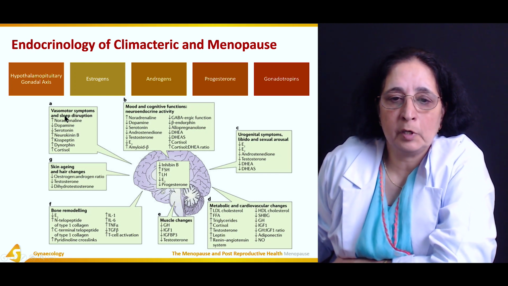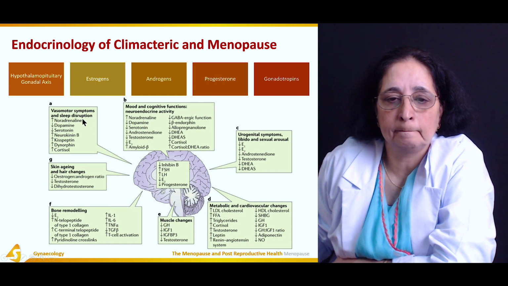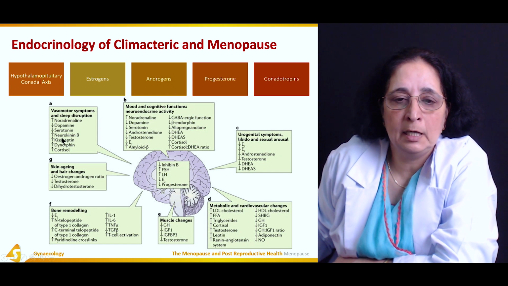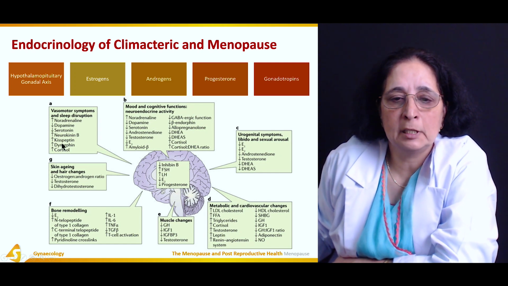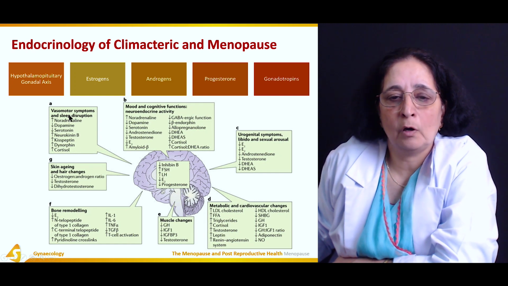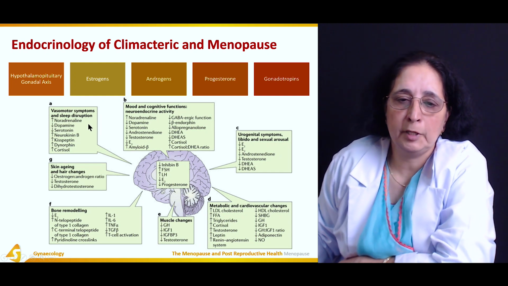If you look at vasomotor symptoms and sleep disruption, there are different hormones involved. There is an increase in noradrenaline or norepinephrine. There is a decrease in dopamine. There is a decrease in serotonin. There is an increase in neurokinin B, an increase in kisspeptin, an increase in dynorphin, and an increased level of cortisol. So these are the different hormones that affect the vasomotor symptoms and sleep pattern after the menopause.